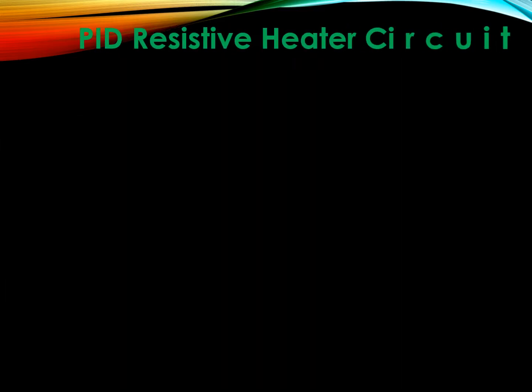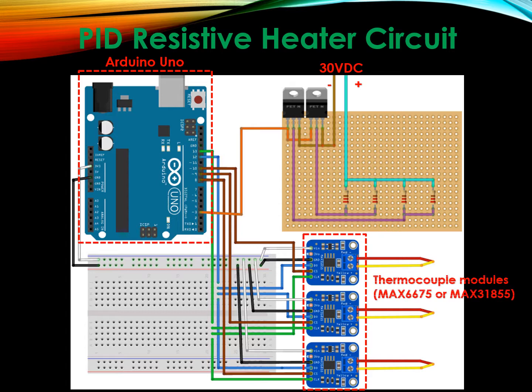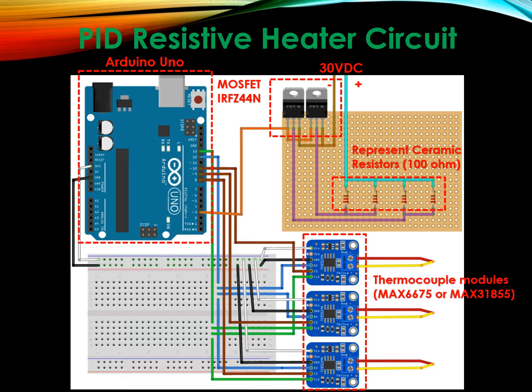The PID resistive heating system consists of a control circuit and a heating stage. The control circuit consists of an Arduino Uno board as PID controller, 3 thermocouples to measure heating stage temperature, MOSFETs as power modulators, and ceramic resistors as heating elements. The Arduino Uno board will output PWM signals to the MOSFETs to control the power to the ceramic resistors.